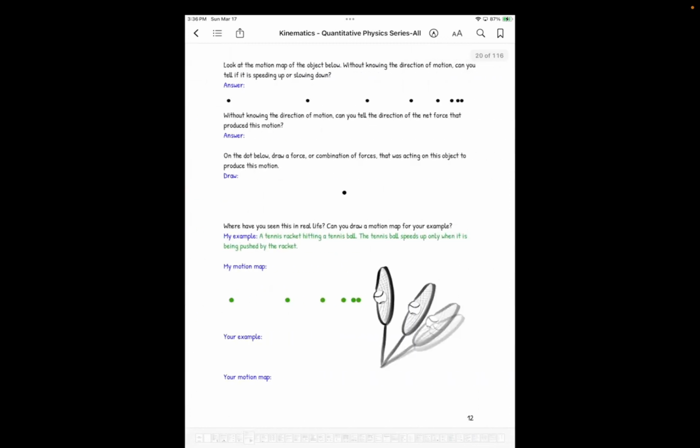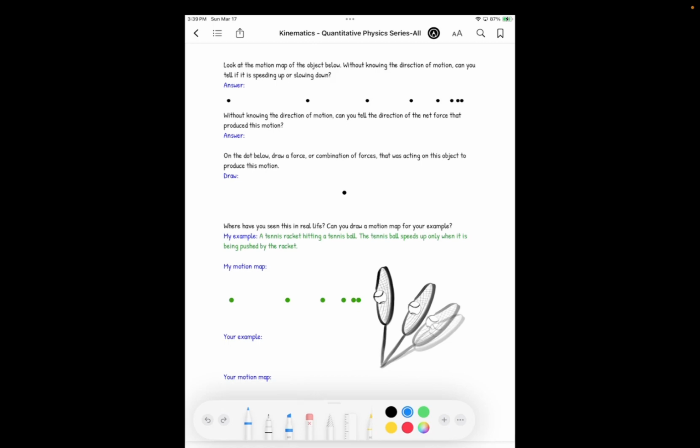So let's look at this motion map right now. Let me just highlight it so that we can see what we are pointing at. So if you look at this motion map, if you don't know the direction of motion at all, do you know if it is speeding up or slowing down? No, you don't know. So without knowing the direction of motion, we don't know if it is speeding up or slowing down.